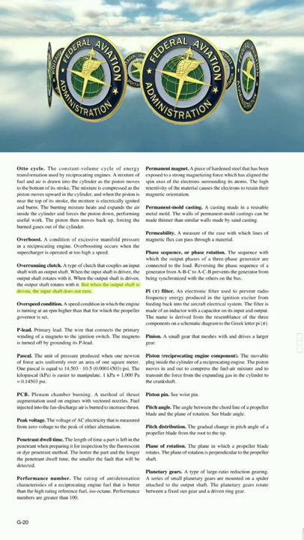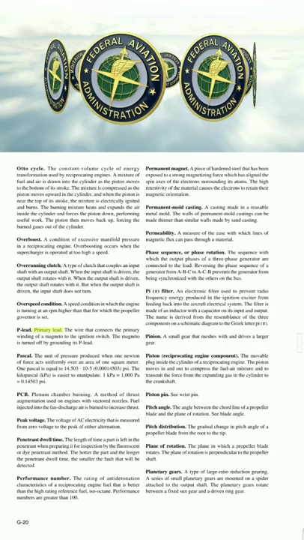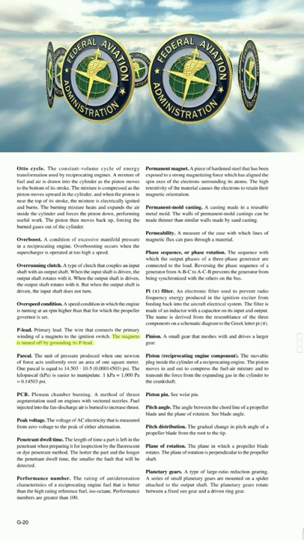Overspeed condition. A speed condition in which the engine is turning at an RPM higher than that for which the propeller governor is set. P lead. Primary lead. The wire that connects the primary winding of a magneto to the ignition switch. The magneto is turned off by grounding its P lead.